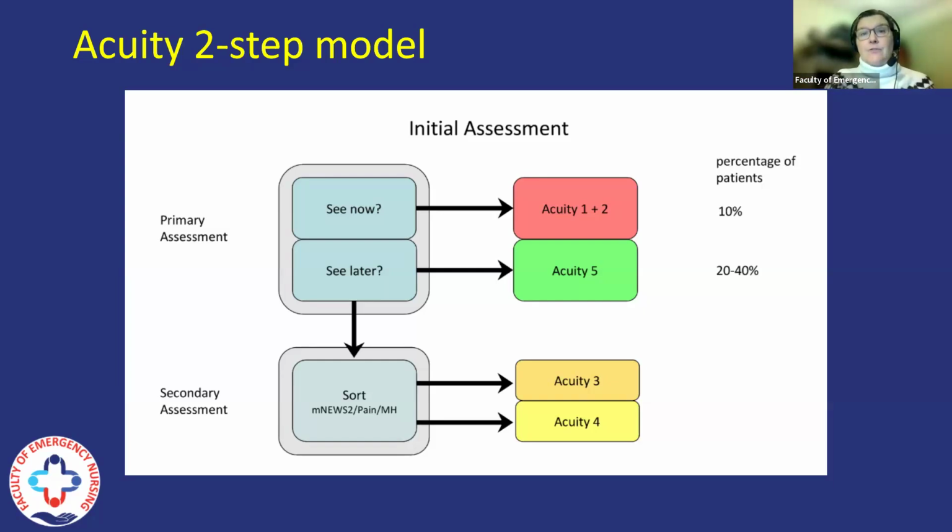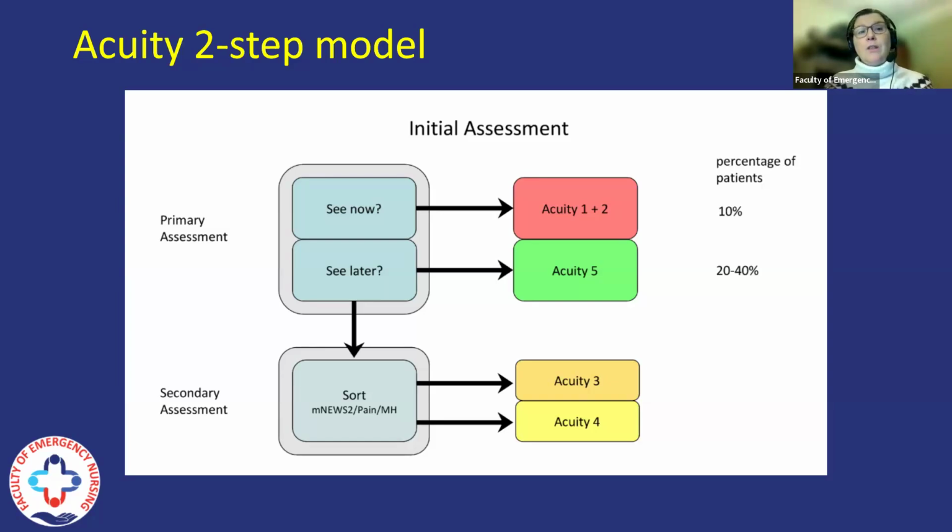The see later group, the acuity 5, that's the low risk. We could potentially redirect them to somewhere else, or we could very easily have them sit and wait in the waiting room. That, depending on your exact demographics in the area that you serve, could be between 20 and 40% of your workload. So again, let's look at how many of the patients that is. That means that for every 10 patients, 2, 3, or 4 of them will fall into acuity 5.